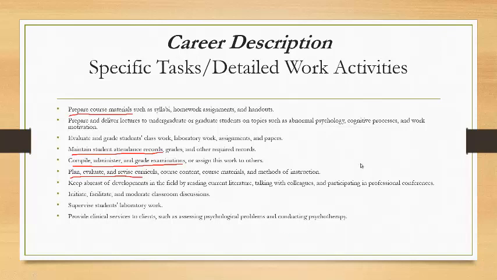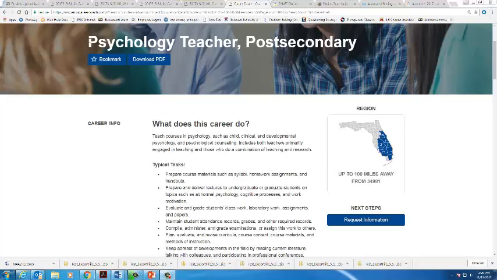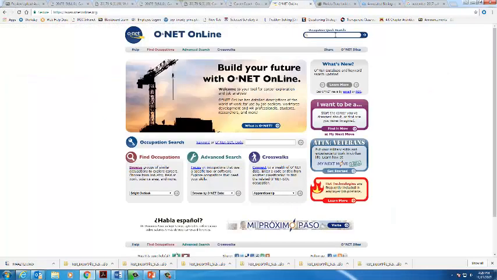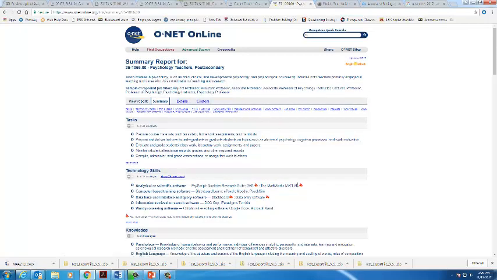Now, the next section is our general knowledge, skills, abilities, and responsibilities. Going to Career Coach isn't the best place for this, but I find ONET to be a wonderful resource for finding this. So I would actually take this career title and go to ONET and search it here and see if the same title comes up. And here I see psychology, teachers, post-secondary, and look, oh, it's a Bright Outlook Career too.